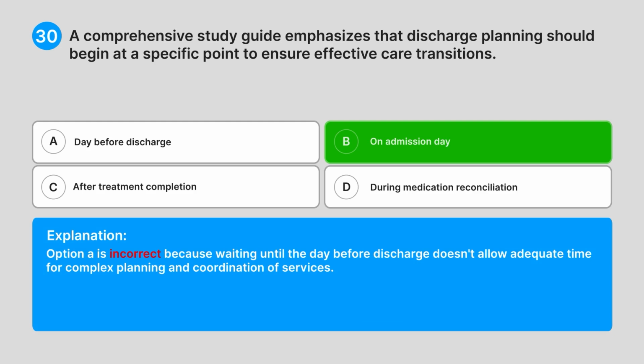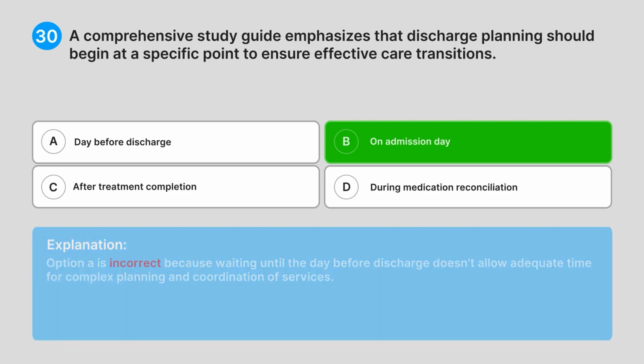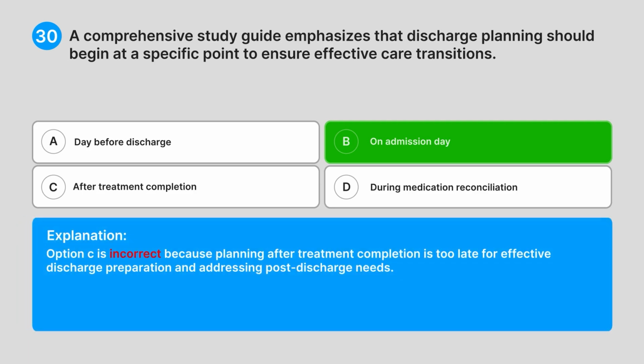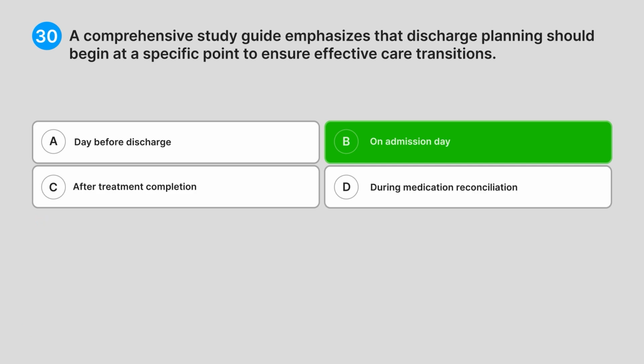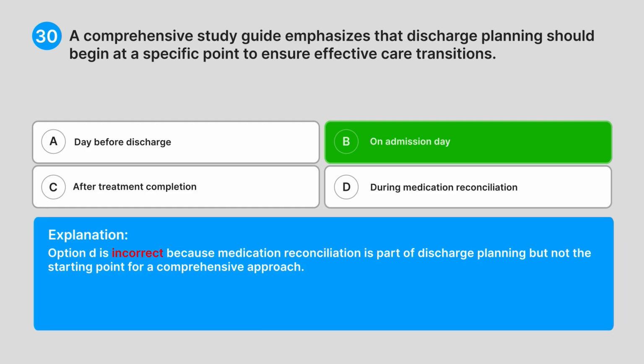Option A is incorrect because waiting until the day before discharge doesn't allow adequate time for complex planning and coordination of services. Option C is incorrect because planning after treatment completion is too late for effective discharge preparation and addressing post-discharge needs. Option D is incorrect because medication reconciliation is part of discharge planning, but not the starting point for a comprehensive approach.